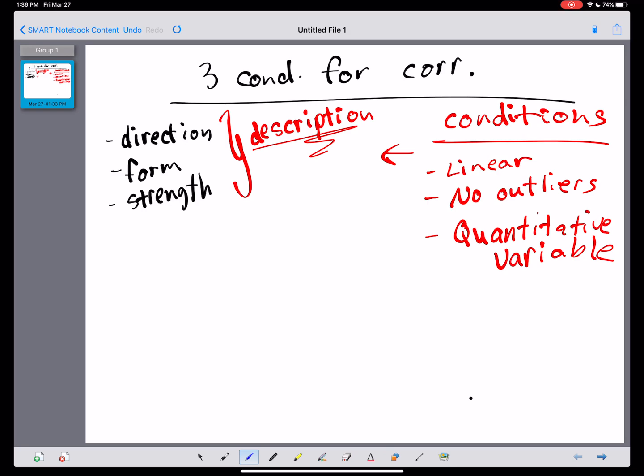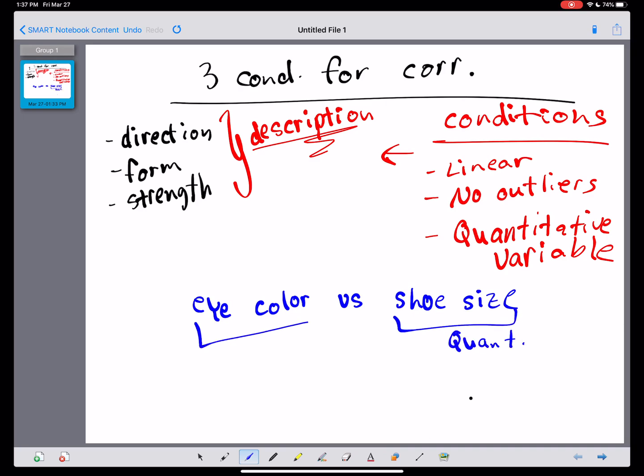What I mean by that is you have to measure two things that are quantitative. You cannot measure, for example, eye color versus shoe size. Shoe size is quantitative. That's fine. But eye color is categorical. You can't assign a number to that, right? It's not measured by a number. So this will fail the condition. Therefore, you cannot create a correlation from there. All right?